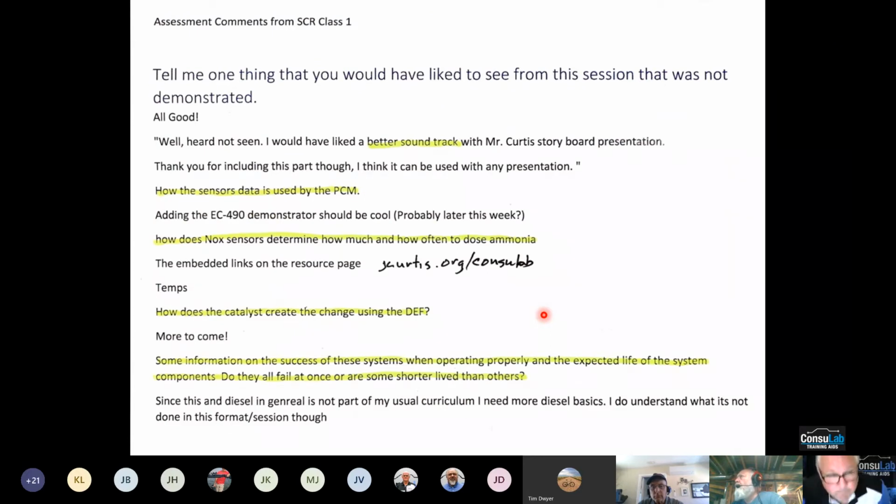So the last page, tell me one thing that you would have liked to see from the session that was not demonstrated. I'm not picking on whoever put the all good there, but I really want to challenge you to think about what really would help your learning. That's what this question is about. What's going to speak to you about your learning?